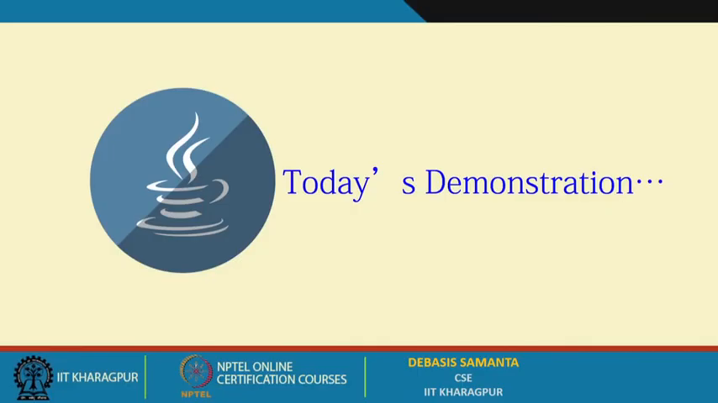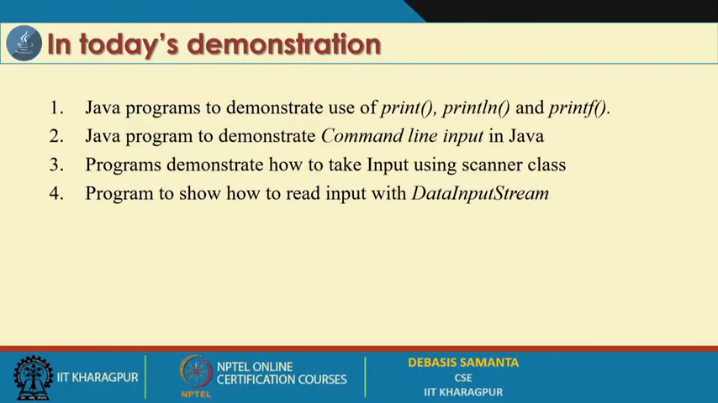So, now let us have a quick idea about how input and output is possible in a Java program. We have discussed the different methods in the System class, which is defined in the java.lang package, namely print, println and printf. In our demonstration we will discuss the usage of these three methods, defined more precisely in System.out.